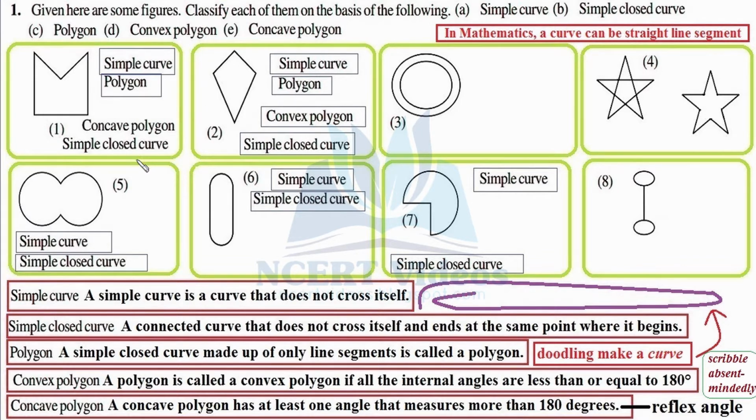We shall first of all explain each of these terms and then classify each of these figures on the basis of these given terms. So the number first is simple curve. What is a simple curve? A simple curve is a curve that does not cross itself. We see two different things in this statement, a curve and it does not cross itself.